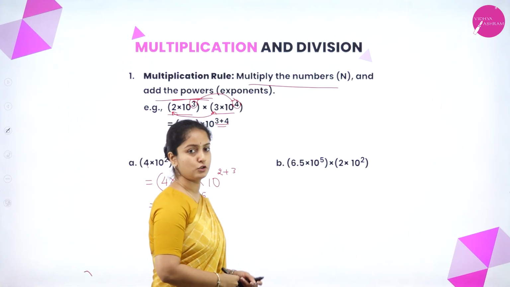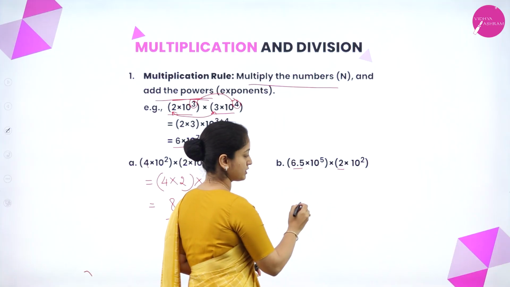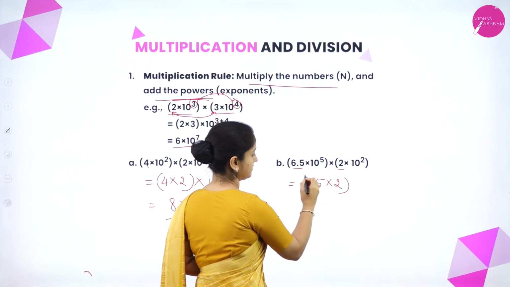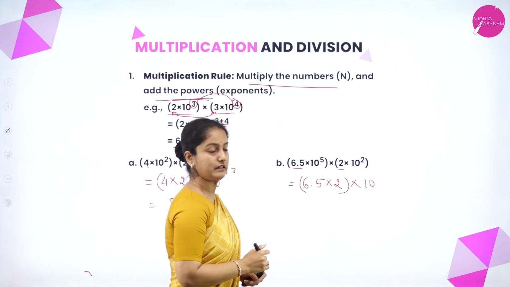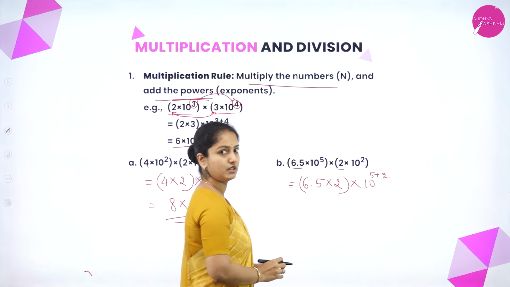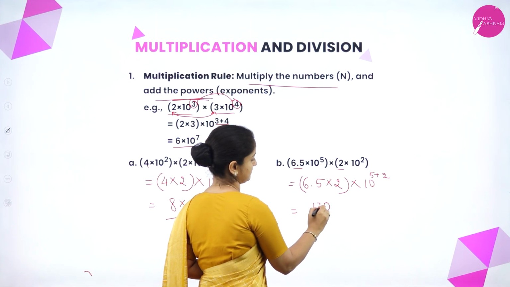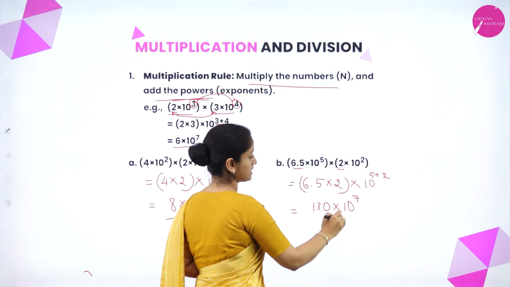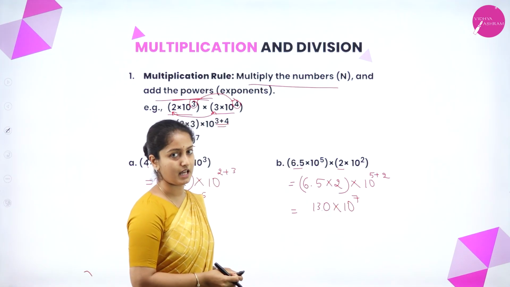Similarly, we'll try this question also. 6.5 into 2. These are the numbers that are to be multiplied first. 6.5 into 2 into 10 is the base. Then add the exponents, 5 plus 2. Okay. So 6.5 into 2 is 13.0 into 10 power 7 is the answer.